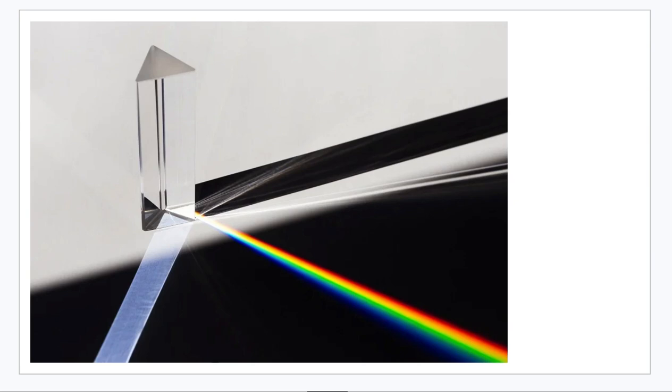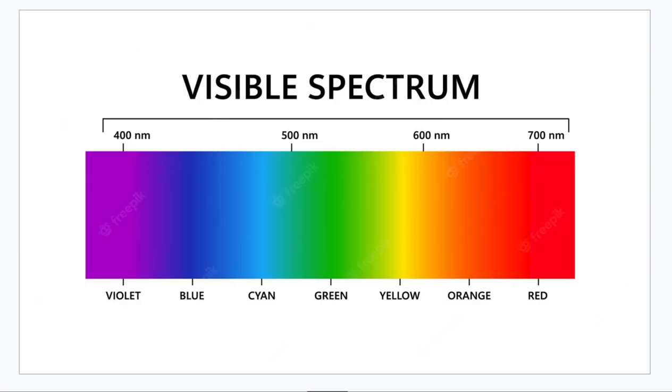So if we have white light and we pass it through a prism, it separates the colors and makes what we call a visible spectrum. And we are very familiar with this. It's the colors in rainbow order. The visible spectrum appears to us when we pass white light through a prism in a bar like this, like a long bar.